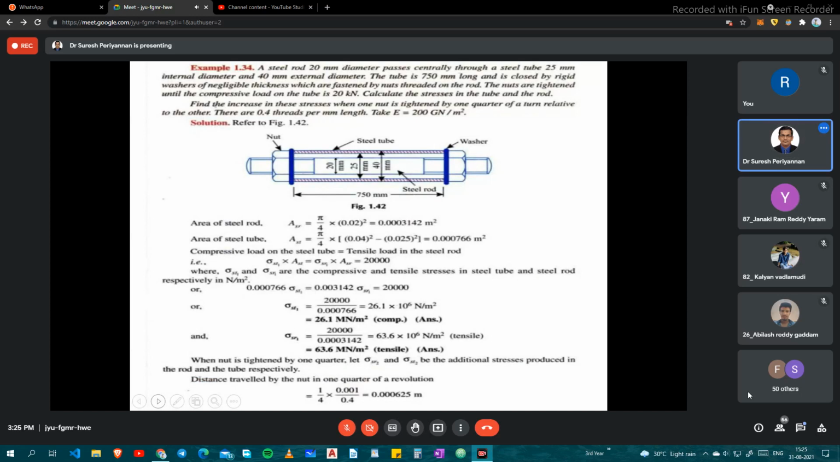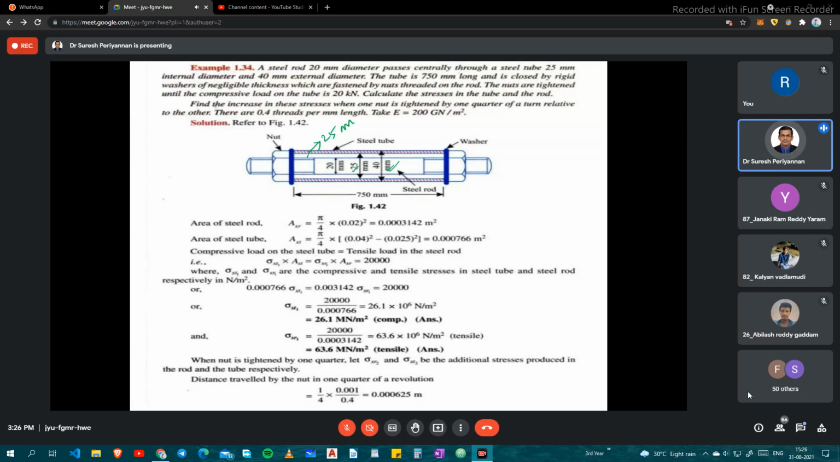Now, see the problem. A steel rod of 20 mm diameter passes centrally through a steel tube. The tube has a 25 mm internal diameter, and the outer diameter of the steel tube is 40 mm.